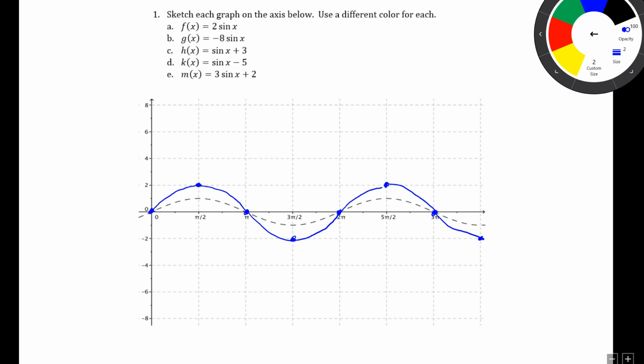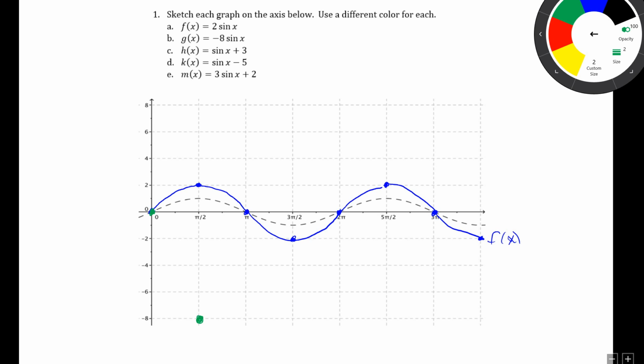So we can use this same technique to graph g of x. Now notice g of x has an amplitude of 8, but there's a negative in front of the 8. So that negative is just going to reflect your curve. So instead of going up to +8 first, we're going to go down to -8 first. It's still a sine curve, so it's still going to start at 0, 0. You'll notice all of these are sine curves that are all going to start at that same location.